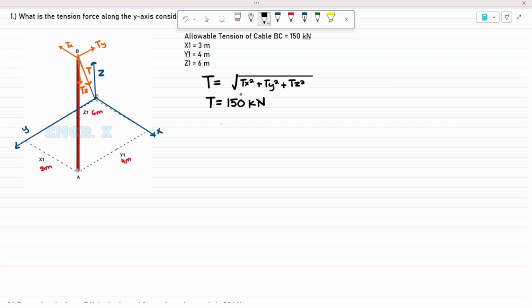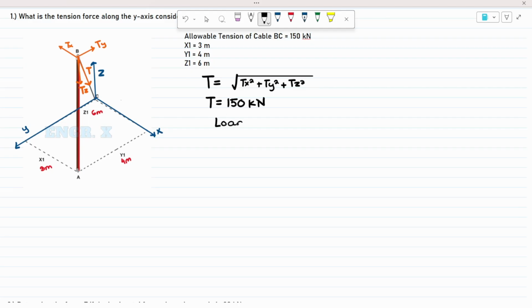There are different ways, no? There are many ways to solve for the components of T. And for me, the easiest is to do a ratio and proportion considering the given distances. This distance is 6 meters along the z axis, 3 meters along X, and 4 meters along Y. They are proportional to the components of the force, or the tension force. So, you can solve Ty using ratio and proportion.